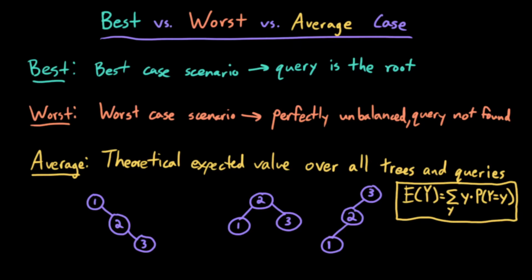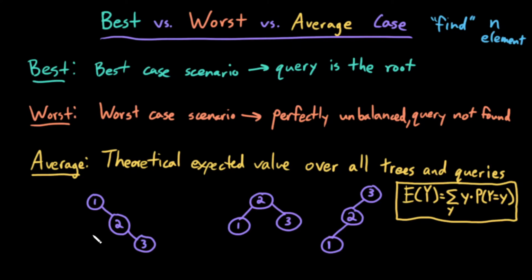Let's talk about the best case, worst case, and average case time complexities of the find algorithm of a binary search tree. In general, the best case time complexity happens in our best case scenario. Generally speaking, these are given n elements, where n approaches infinity. So the best case time complexity is the best case scenario, which for a binary search tree find is when the query, what we're looking for, happens to be the root.